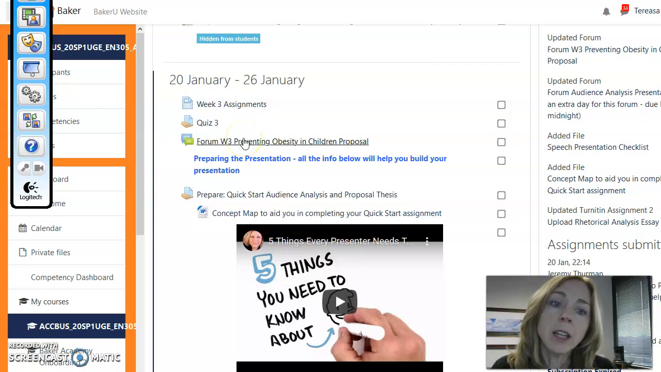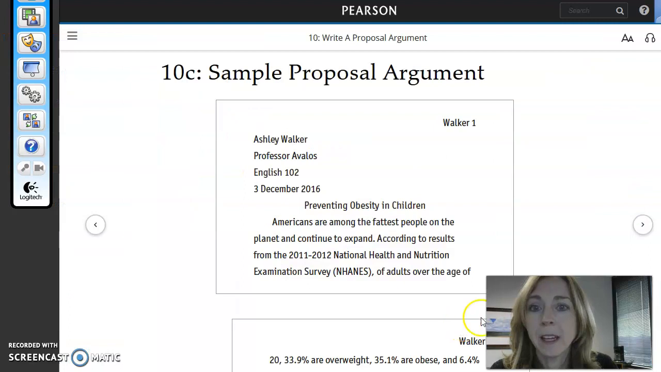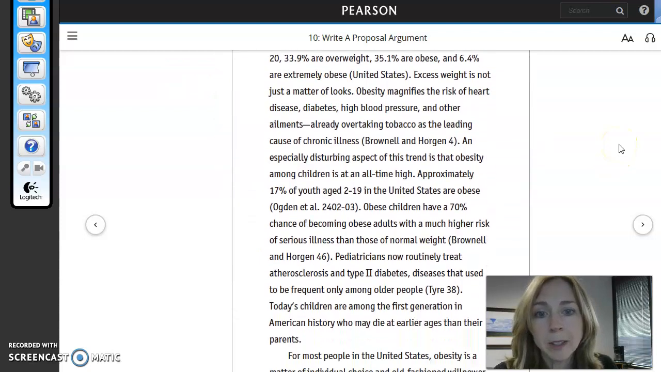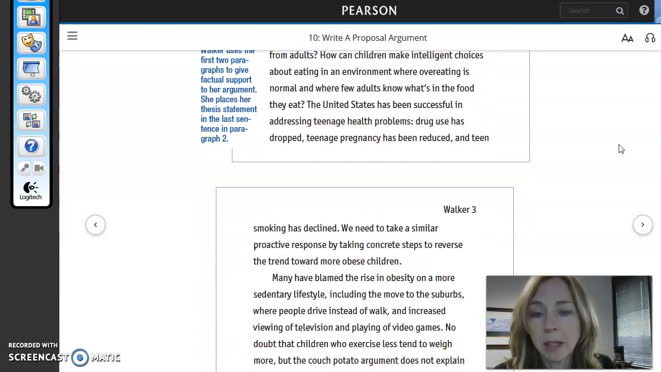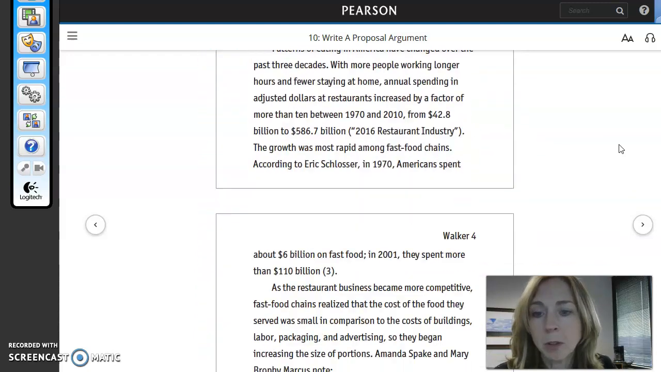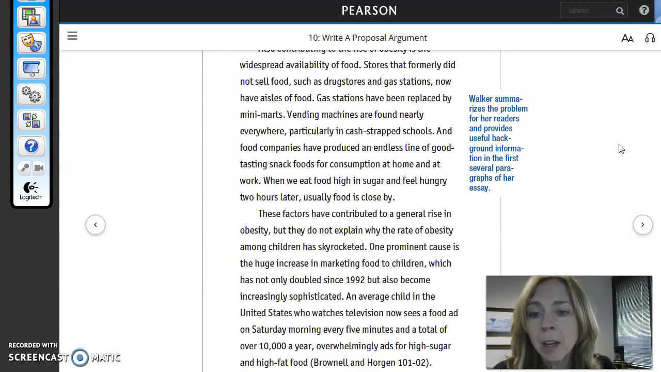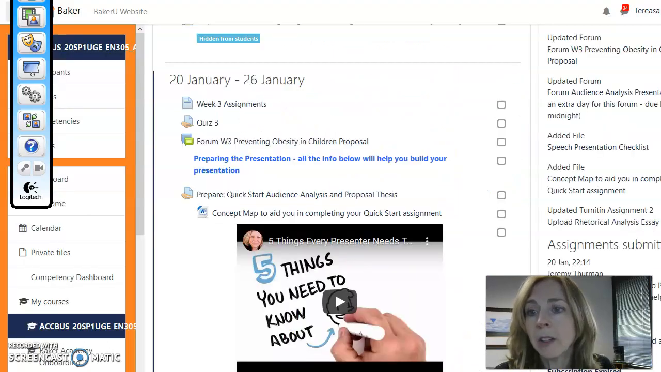It's in the latter part of your book, and if you scroll through your chapters, you will find that information here, chapter 10, part C. It looks like an essay that you would write. It's written in MLA format. You can do MLA or APA this time through as we're transitioning here at Baker. Please read this essay, and then you'll go back into the forum as usual to discuss it.